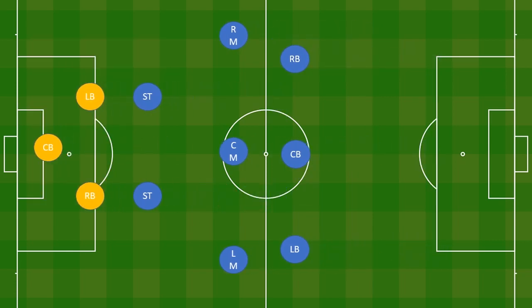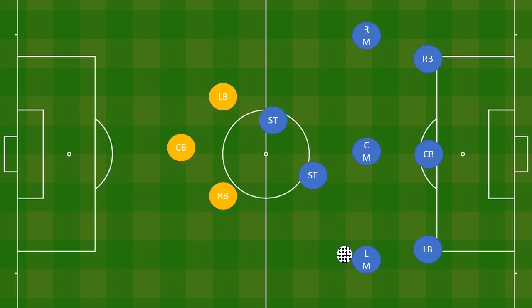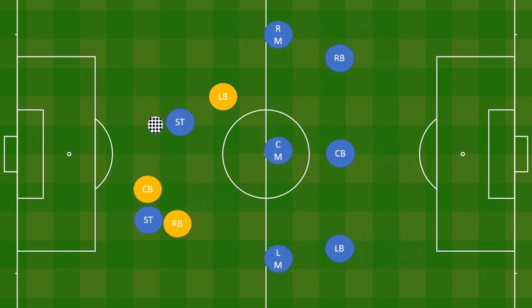Here you can see when we move in a straight line, the defense moves with the straight line and there's no way to get the ball behind them. Instead, what we want to do is move the strikers on an angle. Hopefully the defense will follow and we will find a nice hole where we can pass it through and have a great opportunity on net.